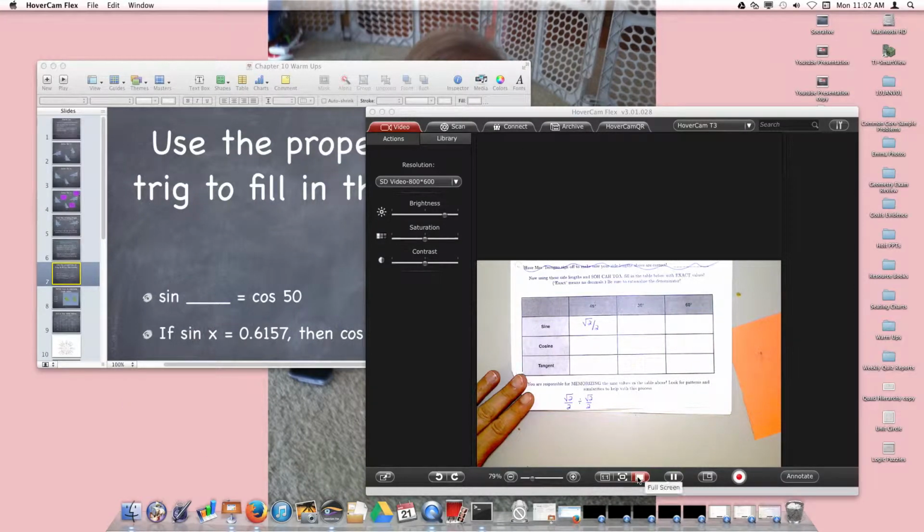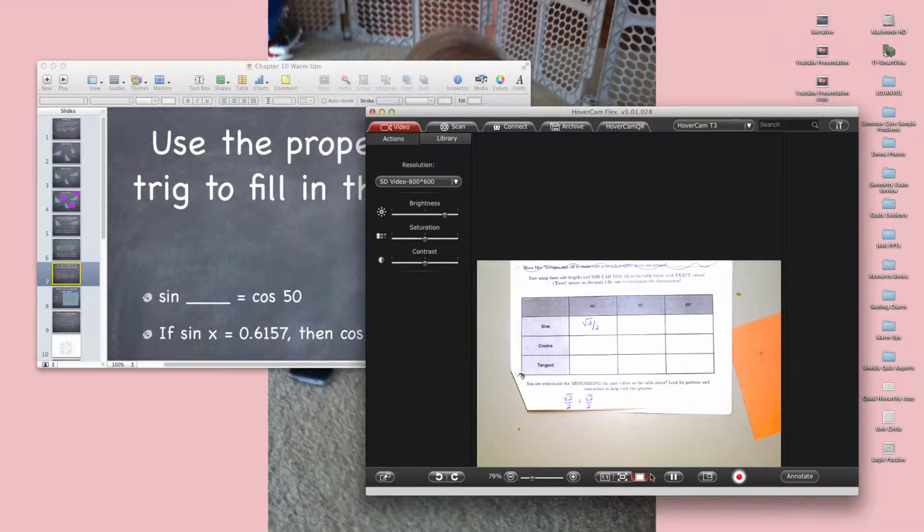This is really going to help you understand the unit circle when we start it tomorrow.